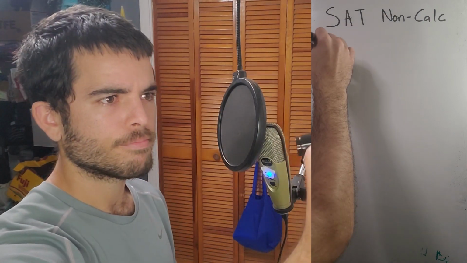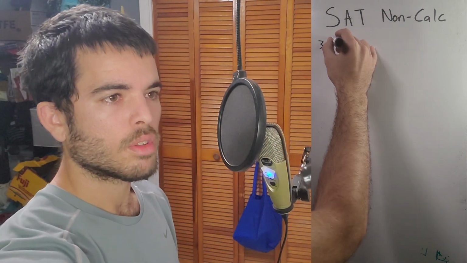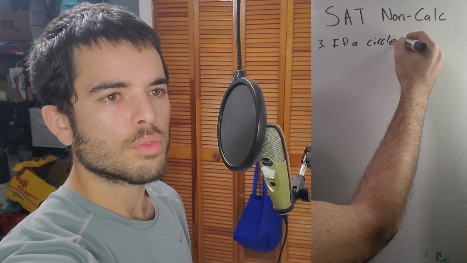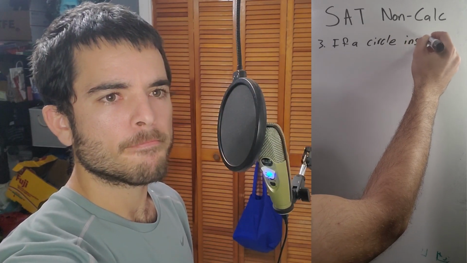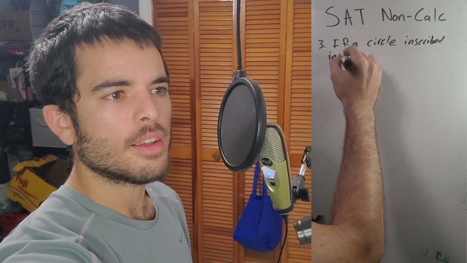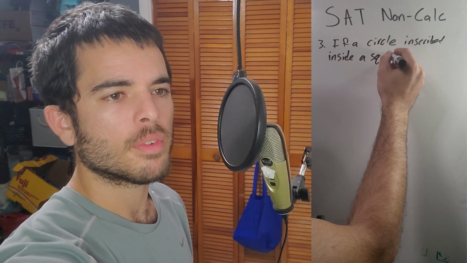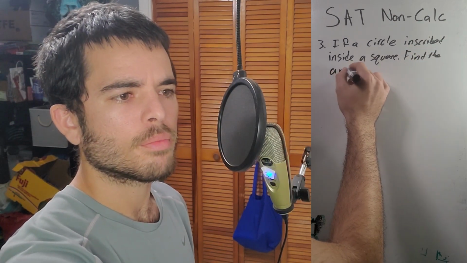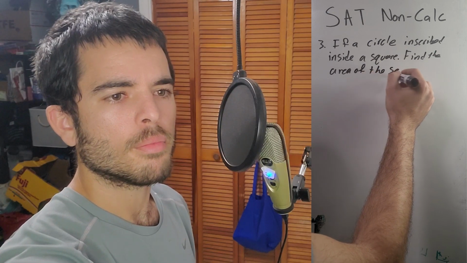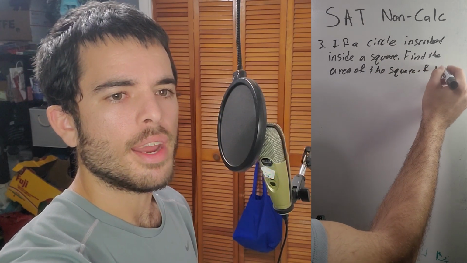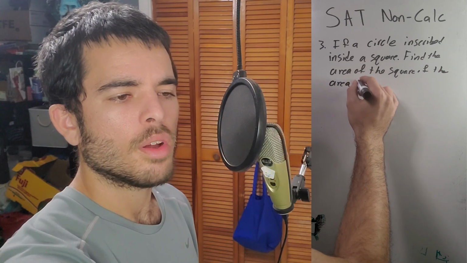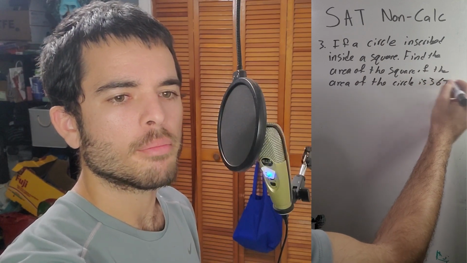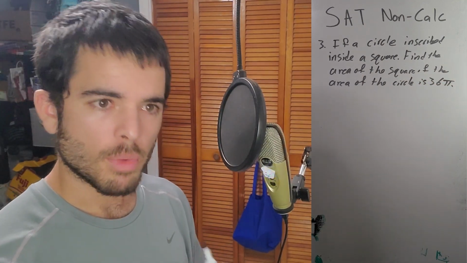All right, number 3. If we have a circle inscribed inside a square, find the area of the square if the area of the circle is 36 pi.